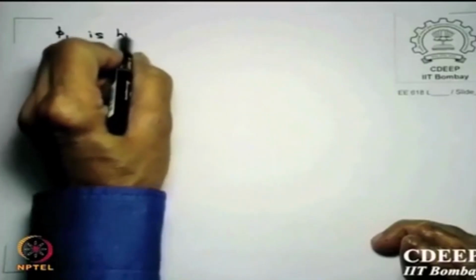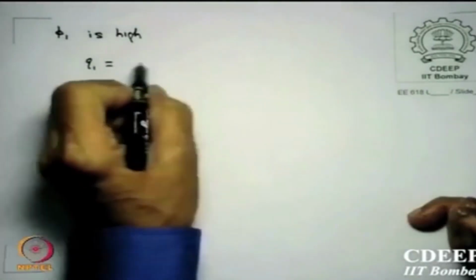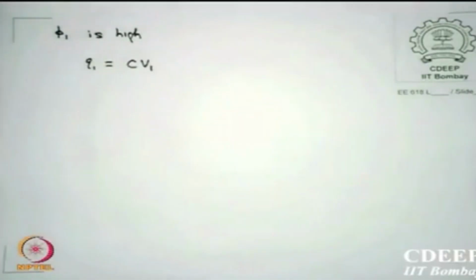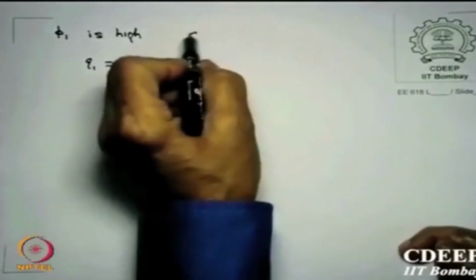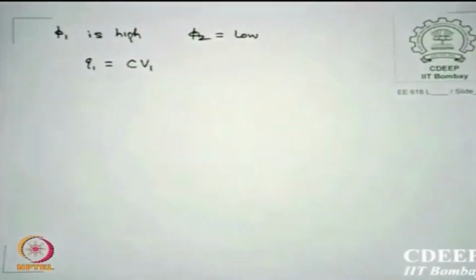So when phi 1 is high and therefore phi 2 is 0, what is the charge on the capacitor? Q1 is CV1. If phi 1 is high, phi 2 is guaranteed low. They are non-overlapping, so it is 0 anyway. Both can be zero, but if one is high, the other is zero. So the capacitor is charged to potential V1 and holds a charge of Q1, which is C1 V1.